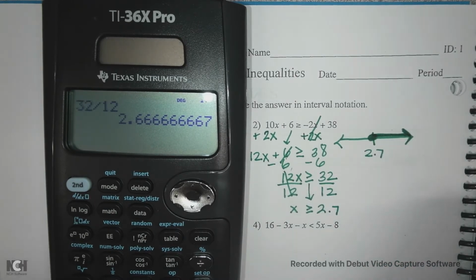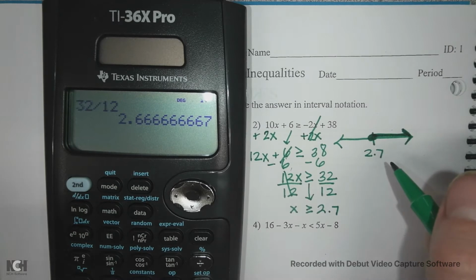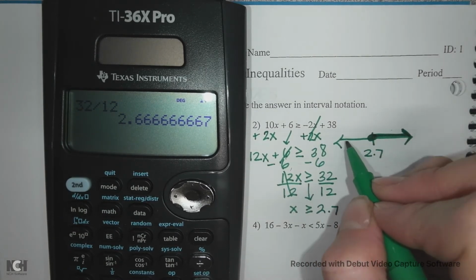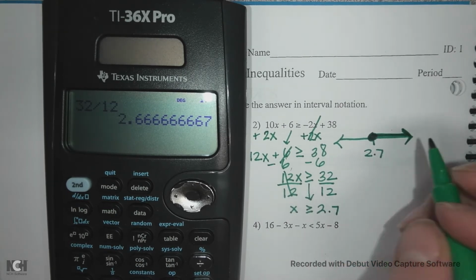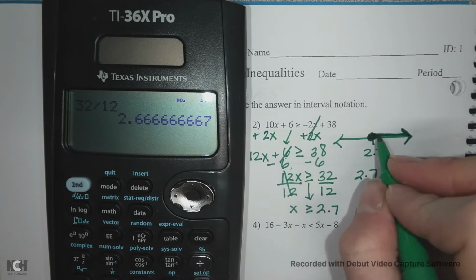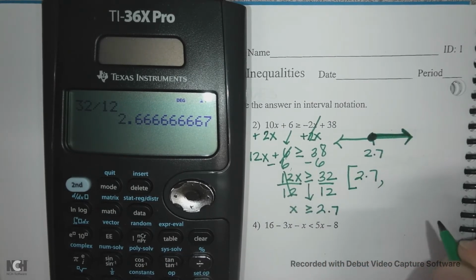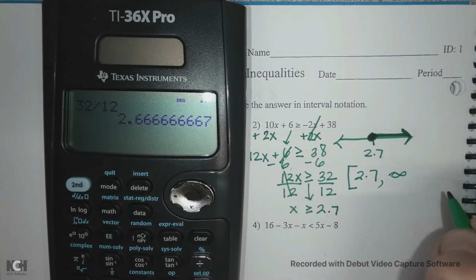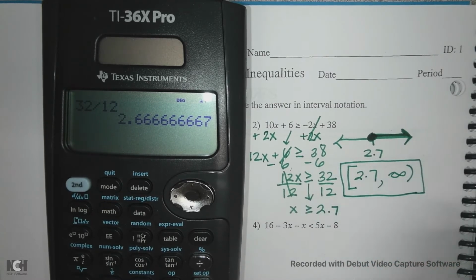And then we're going to write our interval notation. So remember, the interval notation goes from left to right, just like we read. On the left-hand side, there's nothing shaded or no numbers, nothing important over here. My first important information is at 2.7. It's a filled-in circle, so we're going to give it a bracket. Then we put our comma, and then to the right forever and ever means positive infinity. Infinities always get parentheses. So this is my interval notation for that problem.